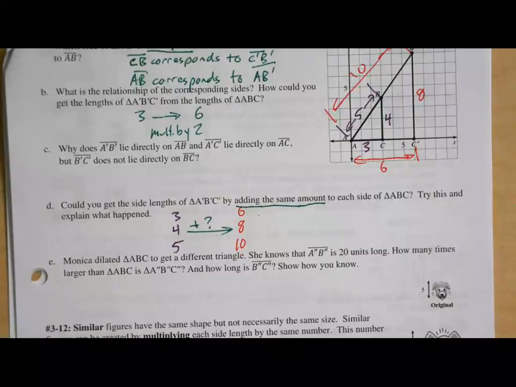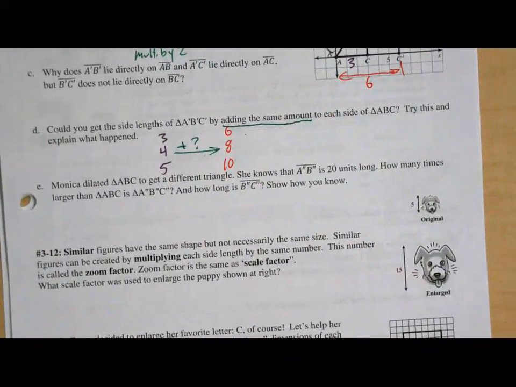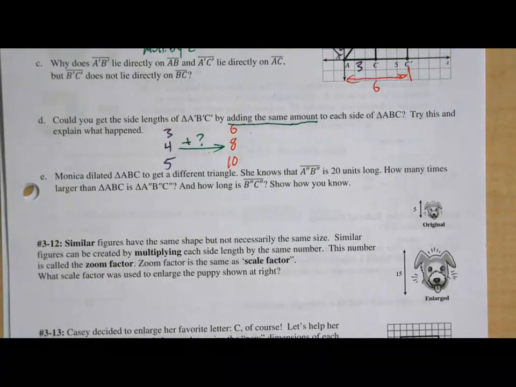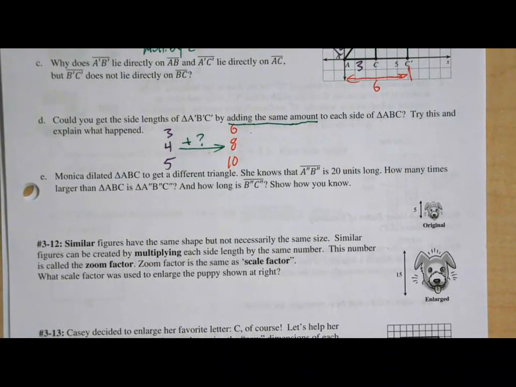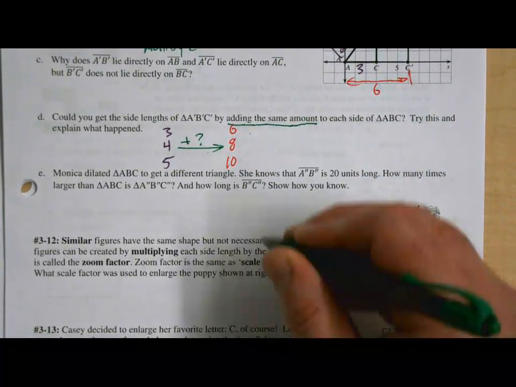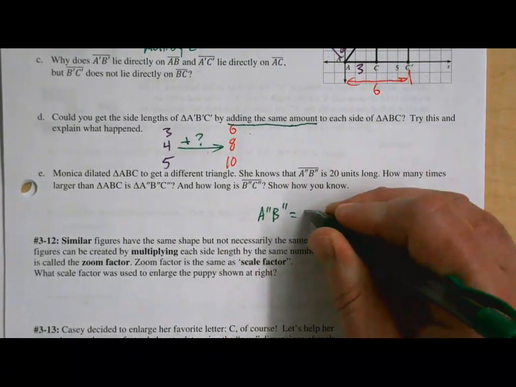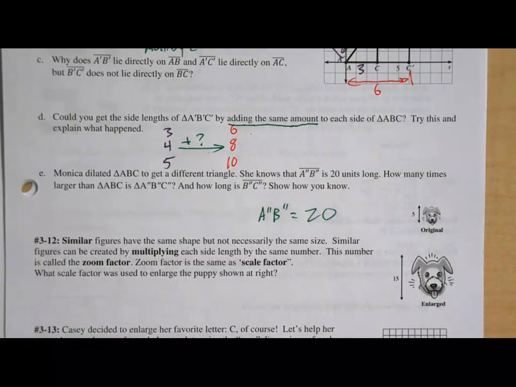All right, moving on to part D. Monica dilated the original triangle ABC. She got a different one than the one we did, okay? We don't have a picture of hers, but what we know about hers is that A double prime, B double prime is 20 units long. So what was her factor? What did she dilate by? How did you know 4?